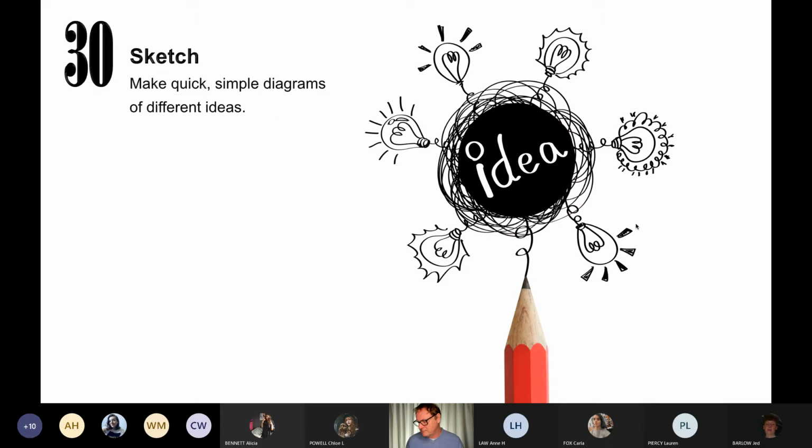Tip number 30. So yes, sketch. Make quick, simple diagrams of different ideas. I do this a lot. I can't stop myself sketching whenever I'm sat with you guys in a one-on-one when we're having a brainstorming session. You might notice that I'm actually sketching the ideas as we go along, and then I'll probably give you those sketches as a record of our feedback session.